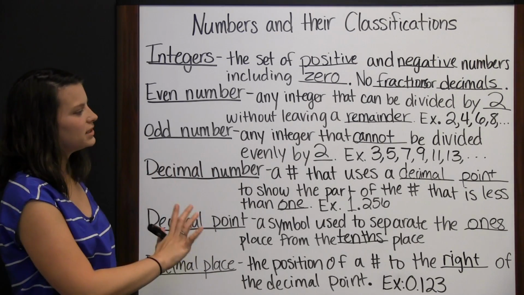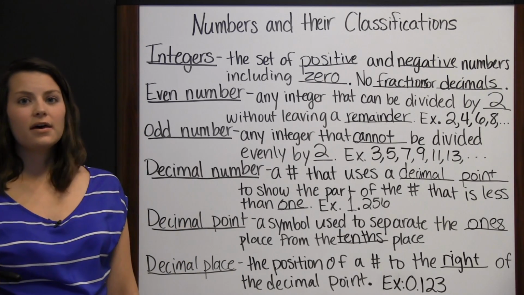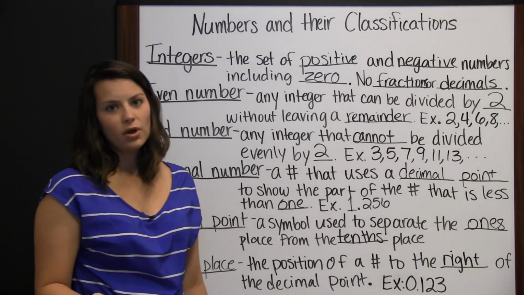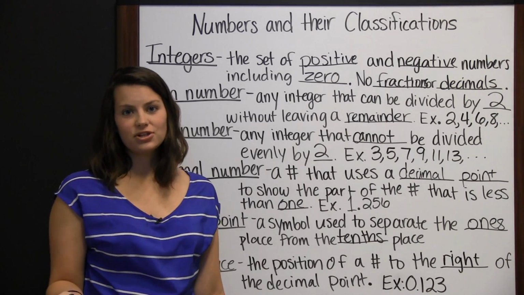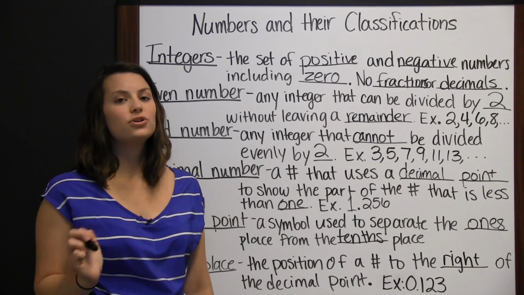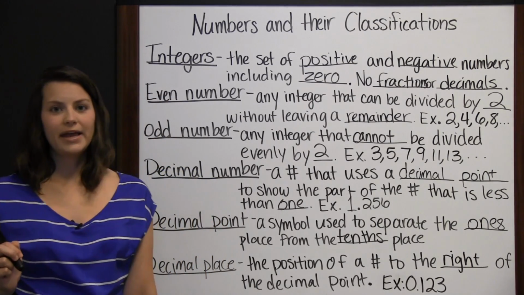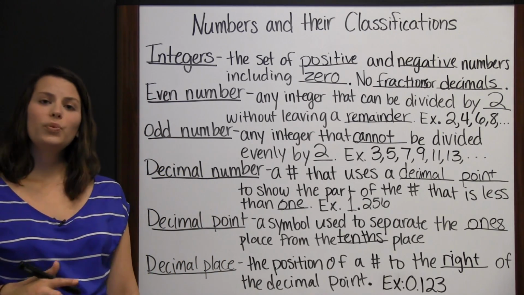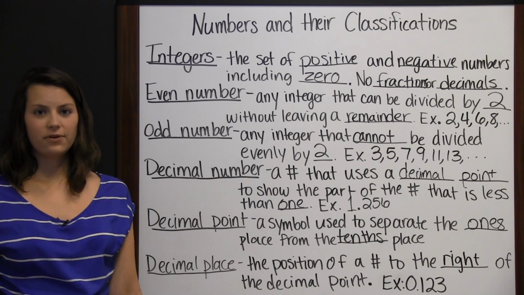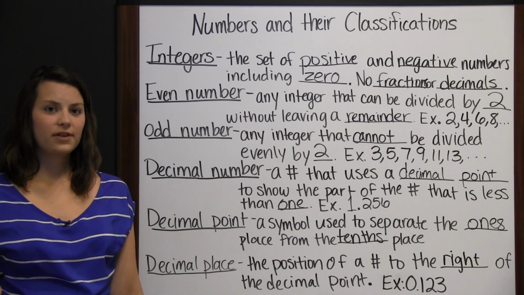So what our whole system is based on is the base 10 system. We have 10 different digits to work with: 0, 1, 2, 3, 4, 5, 6, 7, 8, and 9. And we can arrange those numbers in lots of different ways that mean lots of different things.